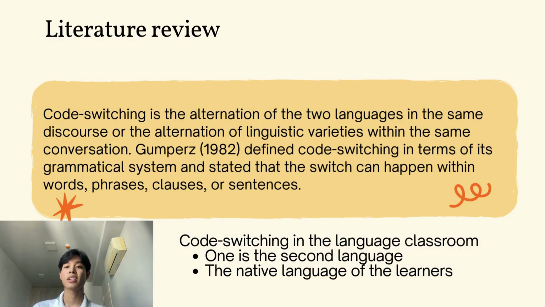Let's move on to the literature review. Code switching is the alternation of two languages in the same discourse, or linguistic varieties in the same conversation. Campos defines code switching in terms of its grammatical system and states that code switching happens within words, phrases, clauses, or sentences. Code switching in the classroom is the alternative use of at least two languages. One is the second language and the other is the native language of learners.